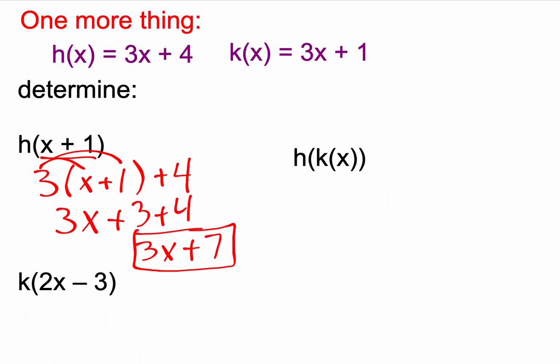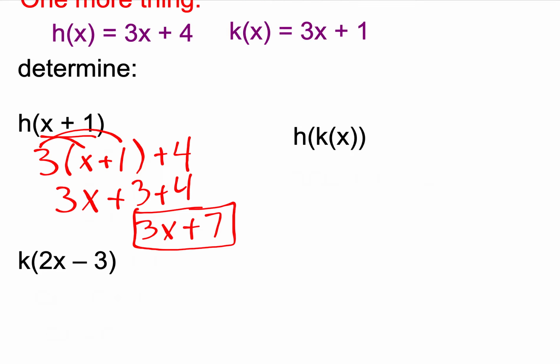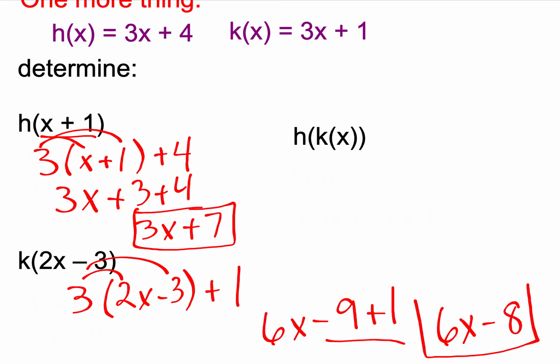k of 2x minus 3. Well, k is, first of all, I scrolled down too far, 3x plus 1. And we replace x with 2x minus 3. Then we can distribute and simplify this down. 3 times 2x is 6x. 3 times negative 3 is negative 9, plus 1. Negative 9 plus 1 we can simplify down to negative 8.